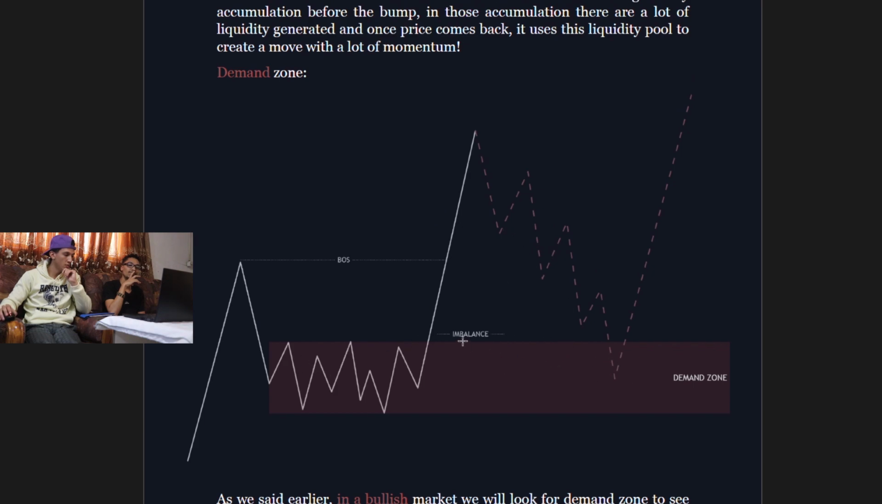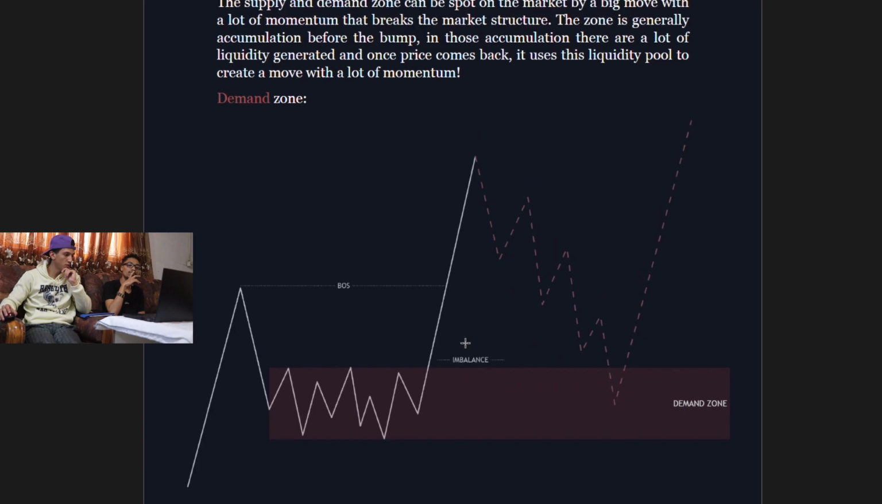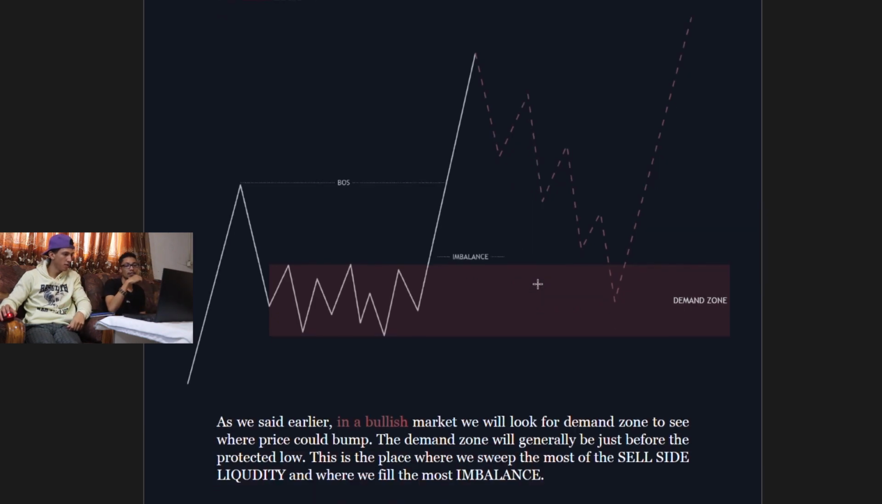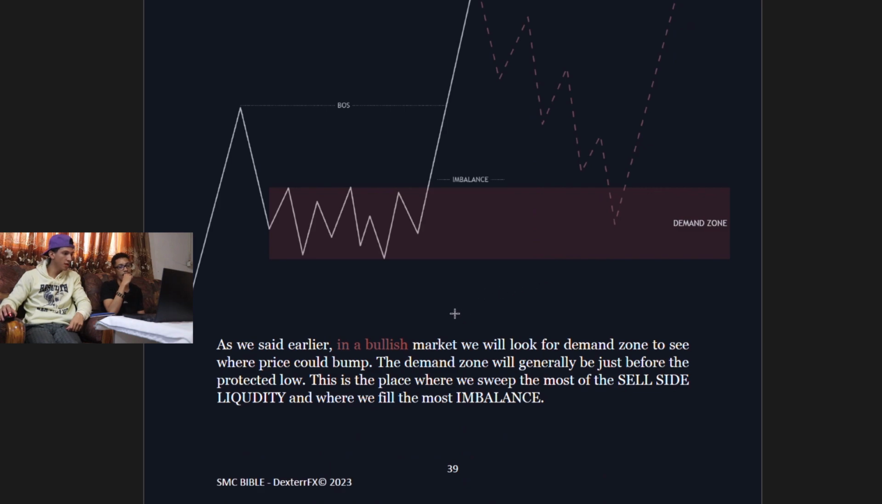This movement right there, the imbalance, what we've covered in the past. So there we go. And then your order block would be right there. As we said earlier, in a bullish market, we will look for the demand zone to see where price could bump. So it's not necessarily that it will bump, basically where it could bump. The demand zone will generally just be before a protected low, yes.